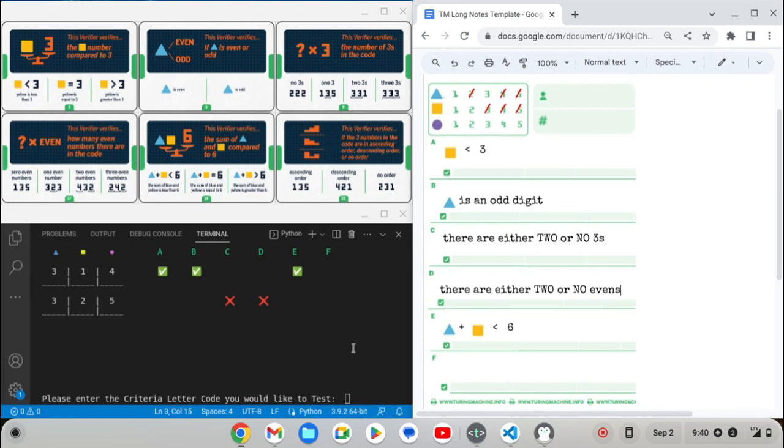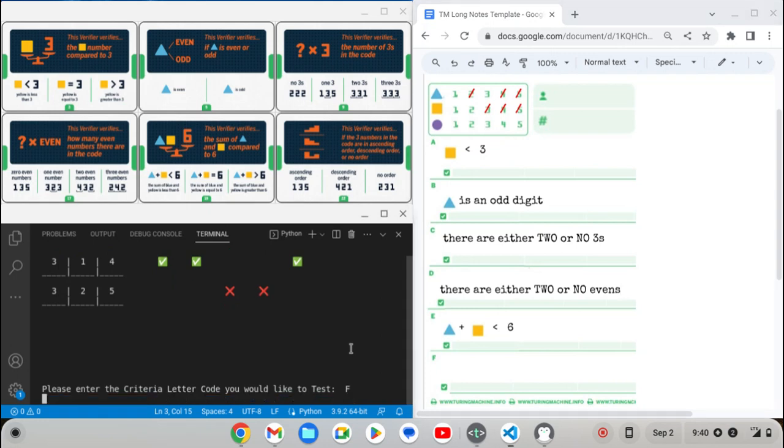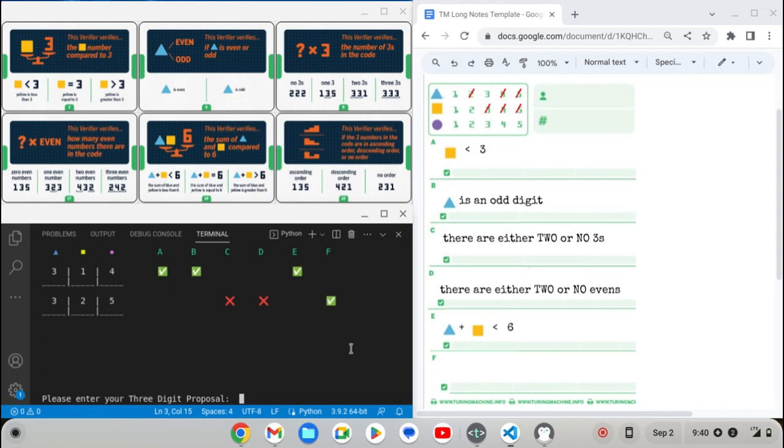And let's try criteria card F. Let's see how we do with that one. Okay, so at least that one we got right. There is no order. So let's go ahead and type that up, and we'll say that the solution has no order.